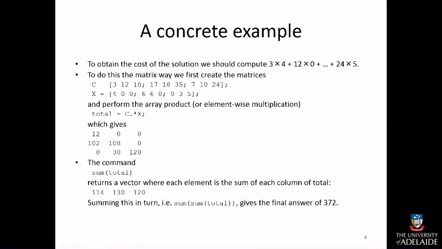Now, we basically need to find out the total cost of transporting all the loads between the 3 factories and the 3 sites. So we are going to give this command, sum of this total matrix, which is going to return a vector where each element is the sum of each column of total. And then we apply another sum operation to get the final sum of the matrix. Let's see how this happens in MATLAB.